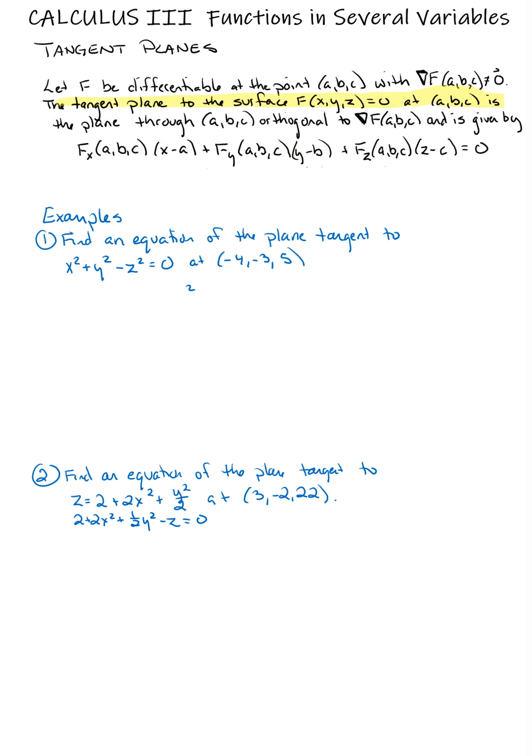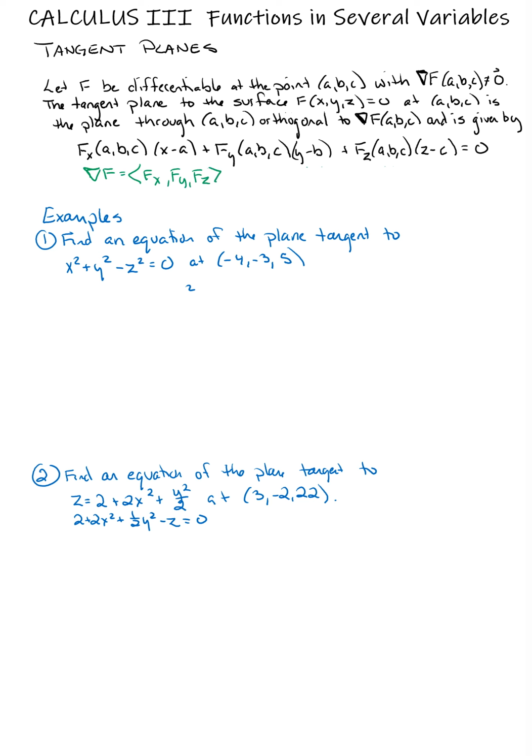Now, I want to talk a little bit about that equation. Notice the coefficients: partial with respect to x for the first one, partial with respect to y for the second one, and partial with respect to z for the third one. All of those are evaluated at that point. Remember, that is our gradient. It's really this vector made up of those partial derivatives.